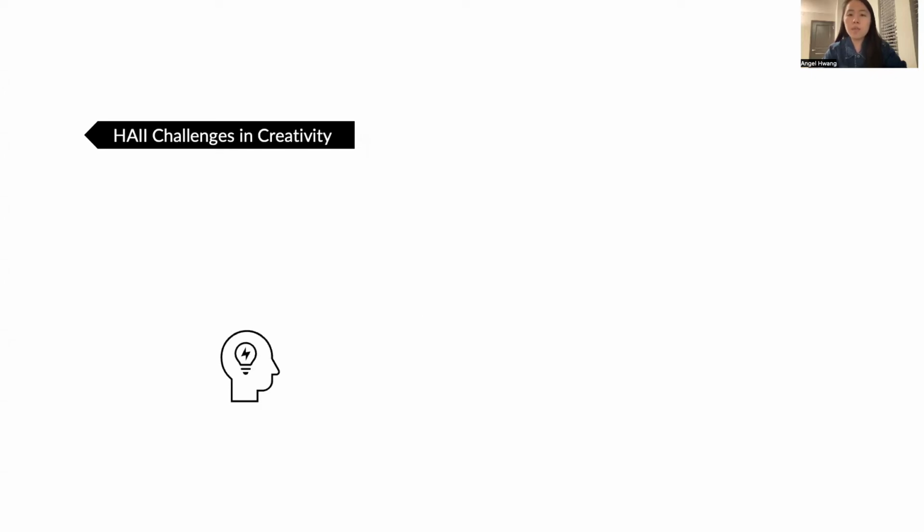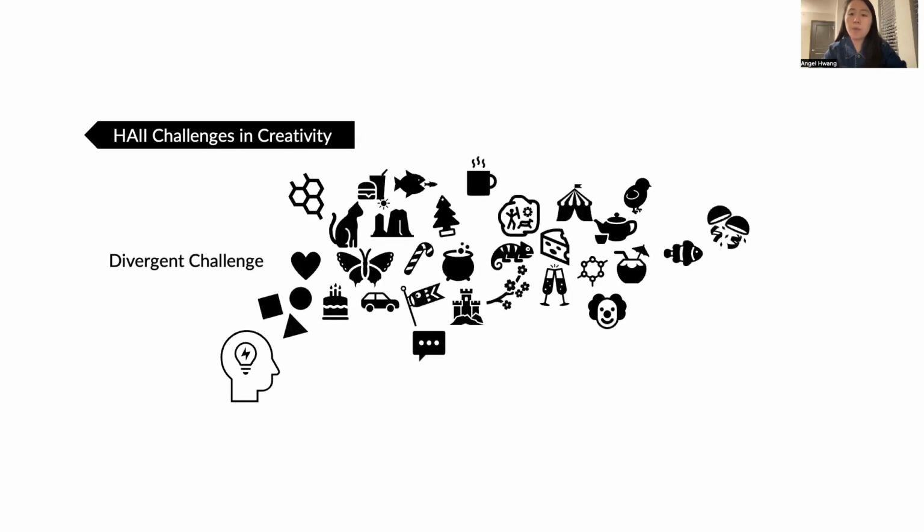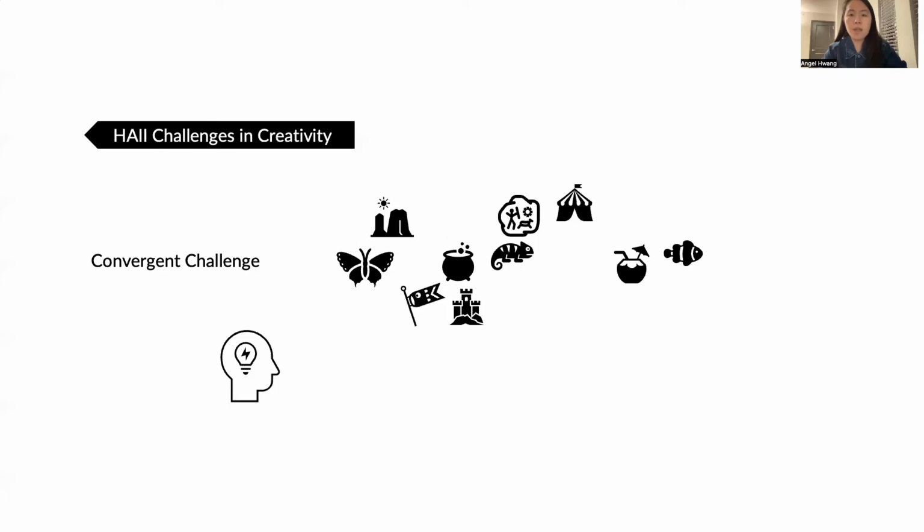Then, what are some of the common challenges people would need to solve when they apply AI tools to go through this creative process? First, the divergent challenge concerns whether a person can come up with as many and as wide a range of ideas as possible. They may then want to narrow down and focus on a few ideas that are more promising and perhaps more feasible. This is when they are solving the convergent challenge.